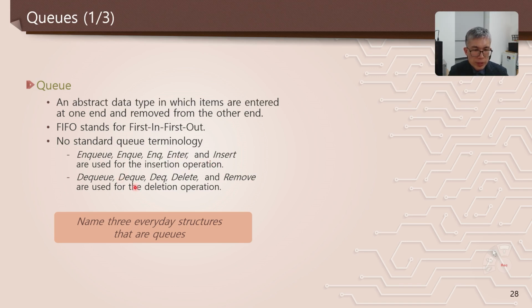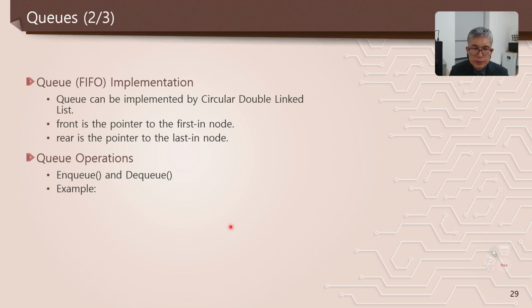The dequeue case, also called delete and remove, is for the deletion operation. Name three everyday structures for queues. Okay, examples using queues: an ATM waiting line, or the message delivery in a computer network. A router can handle the message first received and deliver it first.